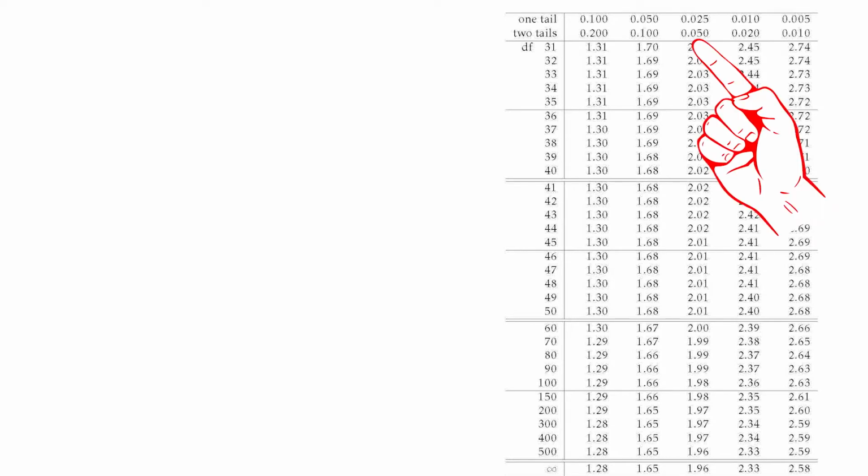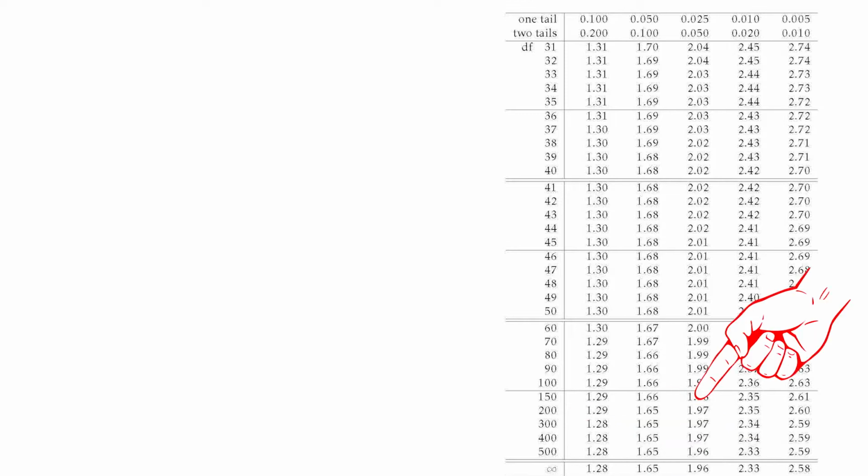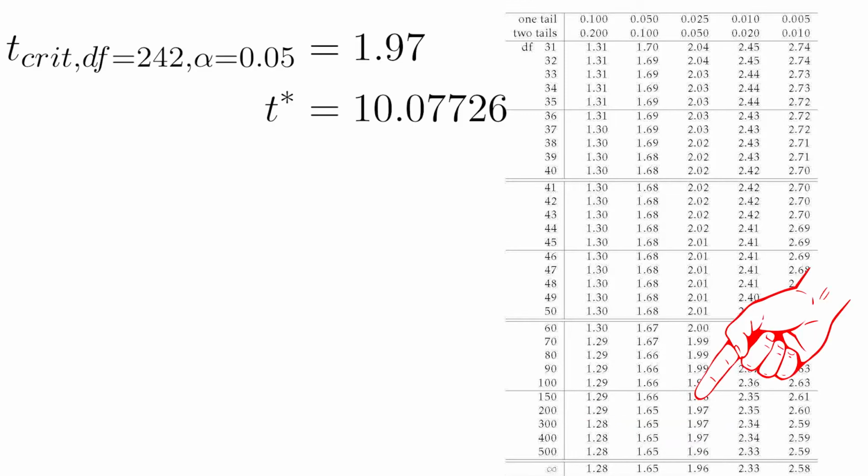10.07726. Now to find our critical value, we go first to the column. We're looking for the two-tailed test, and in this case, we'll start with the 0.05 level of alpha, and we need to look for the degrees of freedom. Remember that it's the minimum of the 2, which is 242. That's somewhere between 200 and 300 there, and you'll notice that the critical values are the same. So the critical value here is 1.97.